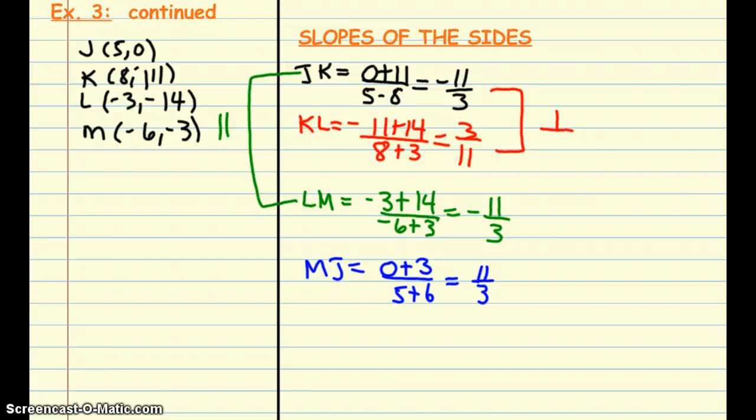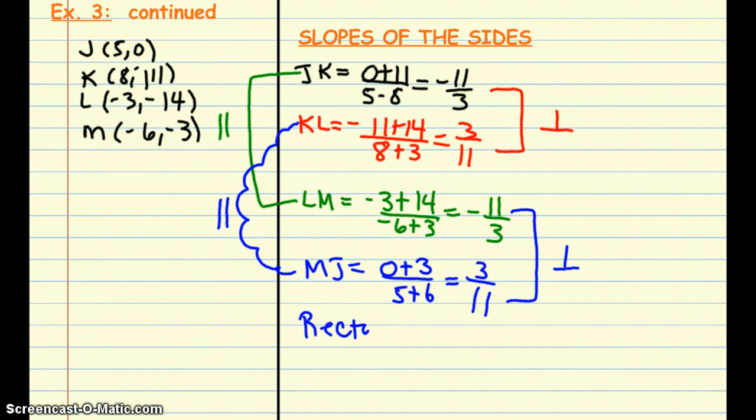So there's a couple things that we notice here. Oh, not 11 thirds, excuse me, that needs to be 3/11. Sorry about that. So we notice MJ and KL have the same slope, so that means they're parallel. And we also recognize that these 2 are perpendicular. Okay, opposite reciprocals. So from here, we recognize that this is a rectangle. And again, we know it's a rectangle because it has 4 right angles.